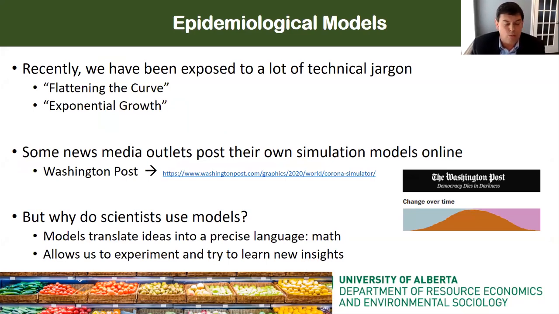But one thing that is much less discussed, I think, is the question of why do economists or scientists use models to begin with, right? And if you ask different scholars this question, you're going to get different answers. But here's what I think about it, in a nutshell. So I think that models are a way to translate abstract ideas and thoughts into a precise language, which is math, right?